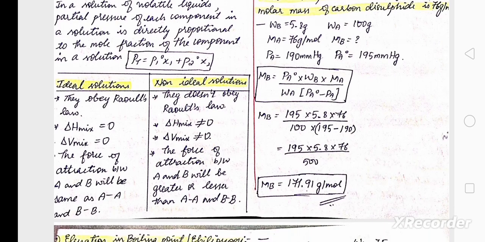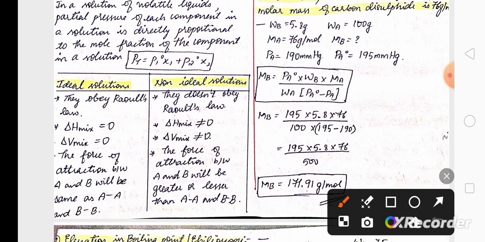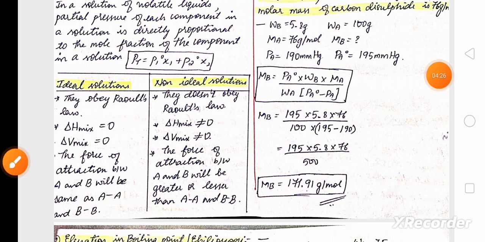Differences between ideal and non-ideal solutions are very important for the exam. Ideal solution obeys Raoult's law. They have delta H mix and delta V mix equal to 0, and the force of attraction between solvent and solute is equal to that of solvent-solvent and solute-solute. Non-ideal solution does not obey Raoult's law. Delta H mix and delta V mix are both not equal to 0, and the force of attraction between solvent and solute is either greater or lesser than that of AA and BB.